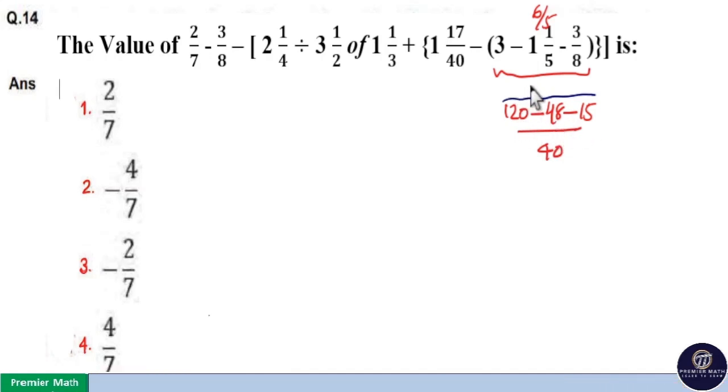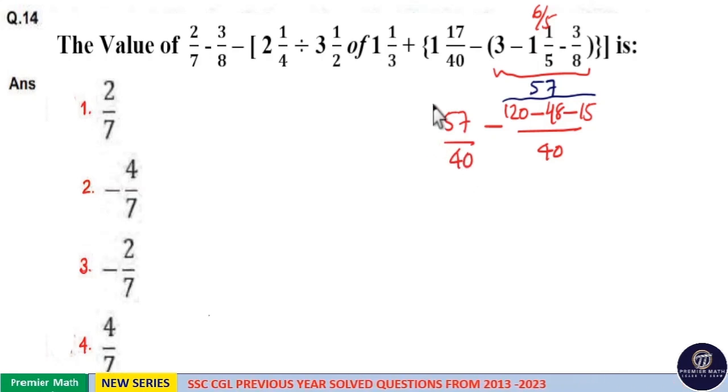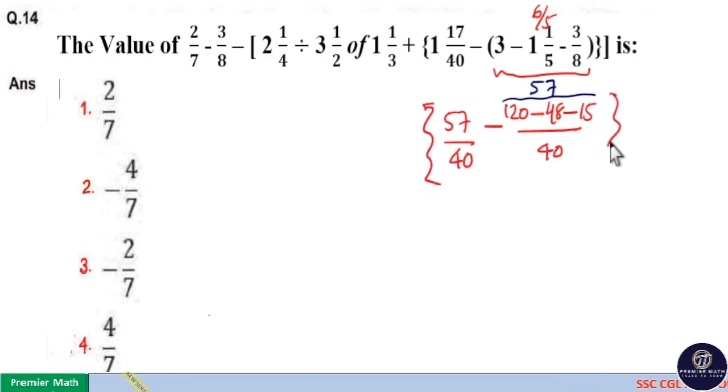48 plus 15 is 63. So 120 minus 63 is 57, and here minus 57 by 40, and here 40 plus 17 is 57, 57 by 40. So plus 57 by 40 and minus 57 by 40 cancel. This term is equal to 0. So remaining is equal to.